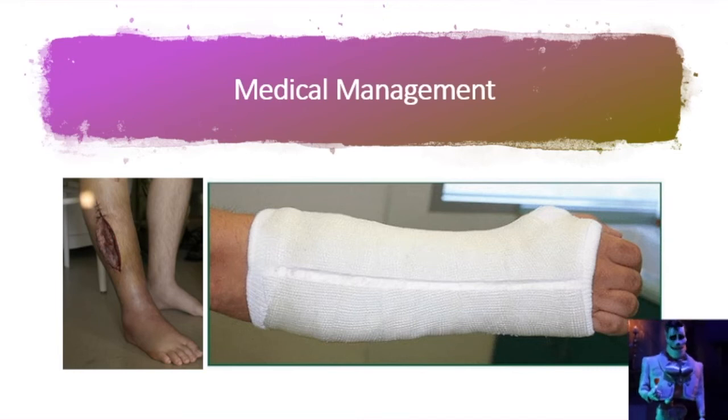Okay, so class, when I say bivalving, okay, you are cutting part of the cast to reduce the pressure brought about by the cast. And then another management that could be done is what we refer to as your fasciotomy. Okay, so this is an example of your fasciotomy, a cut done to your muscles. So class, for your fasciotomy, okay, your fasciotomy is a cut through the muscle.